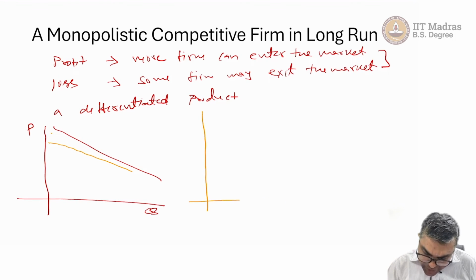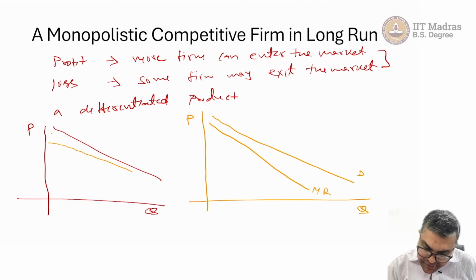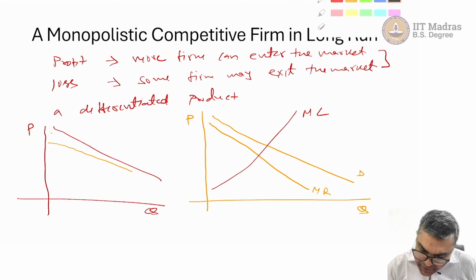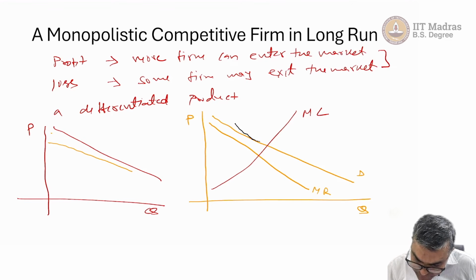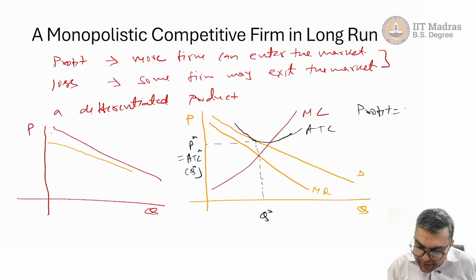So, ultimately what is going to happen, let us say this is P and this is Q, because demand would keep on changing, because each firm is facing a particular downward sloping curve that depends on how many other differentiated products are in the market. So, this is demand, this is marginal revenue, this is marginal cost, and so this is the way it is going to happen. This is ATC and this is the Q star, this is the P star, and this is also equal to ATC star at Q star. So, in the long run profit will become equal to 0.